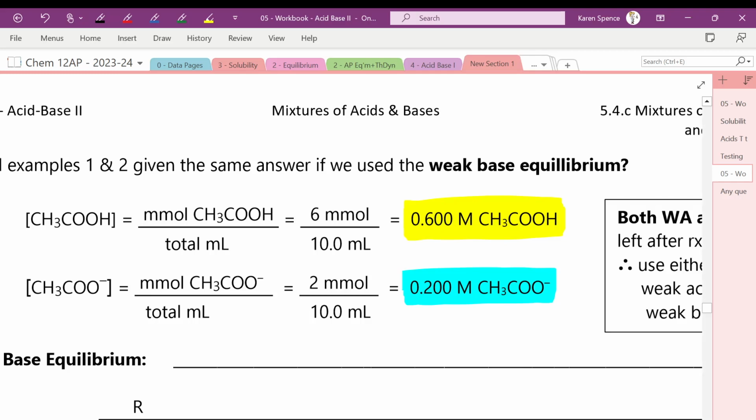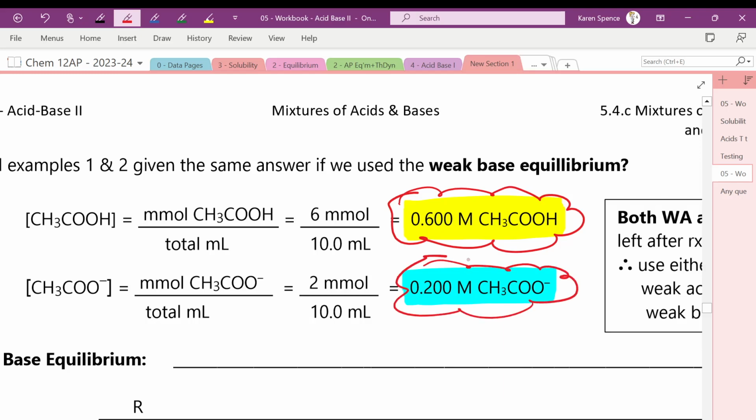Jumping backwards to example 1, we put some acetic acid in and we added some OH to it. So some of the acetic acid got converted into acetate ion. So now we have some acetic acid and some conjugate base. We used a RICFA table and divided by our moles to finally get these molarities. Are we okay with just starting from here?